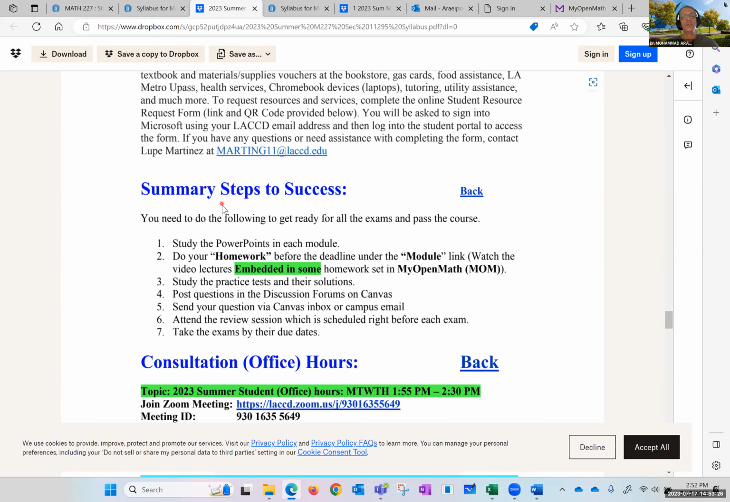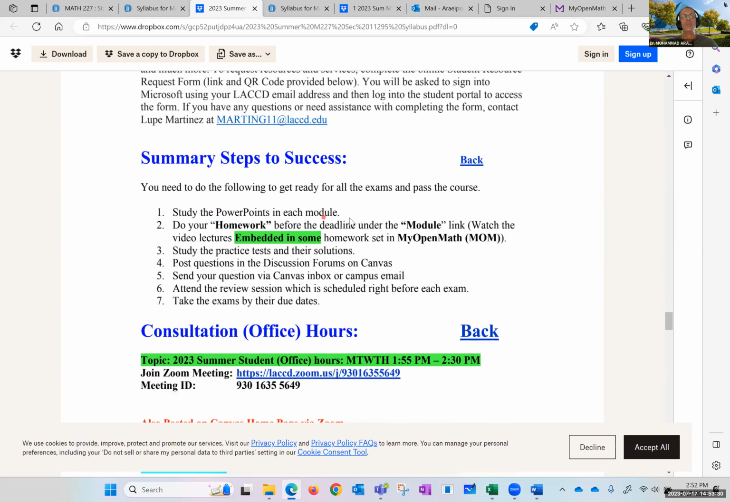Also, the summary to be successful in this course is that you study the PowerPoints in each module, you do your homework in a timely fashion, and watch the video lectures, many of them before the homework or embedded within the homework. Study the practice test and their solution, and post questions in the discussion forum.